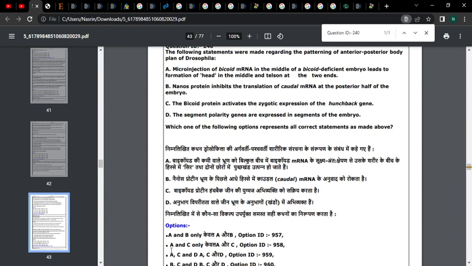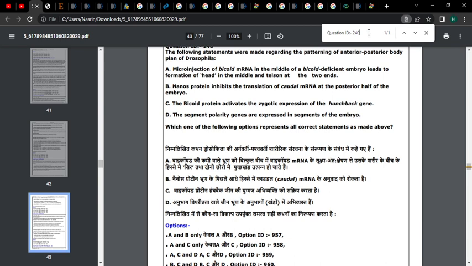And for the last option I am still doubting, friends. Options A, C, D should be correct, because segment polarity genes are expressed in the segments of the embryo. That's a correct option, even though I wasn't able to get any proof for this particular thing, but option D is also correct. So options A, C, D are correct, and you can challenge this question.